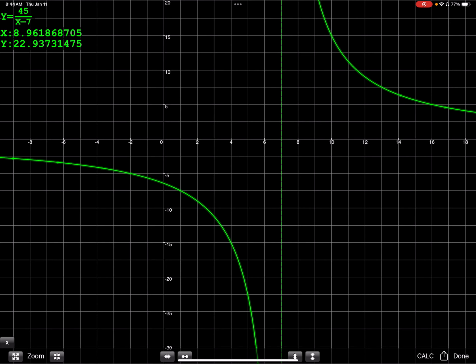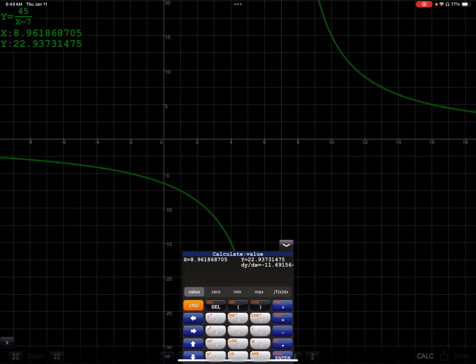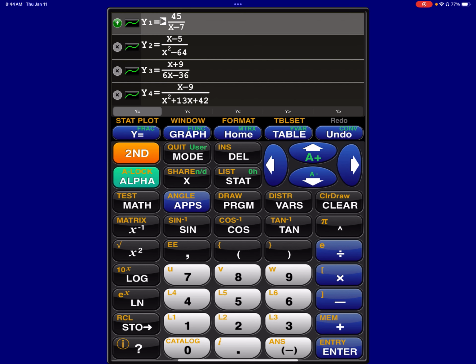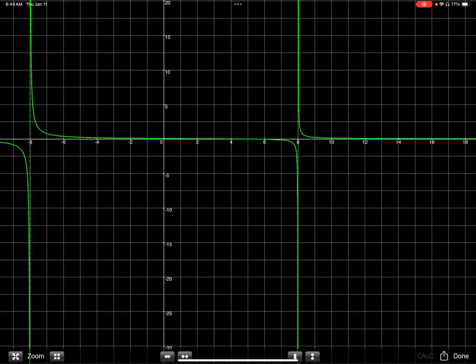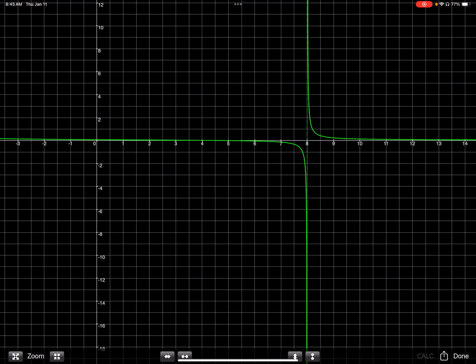Okay? So now, if I take a look at the next one here, x minus 5 over x squared minus 64, 8 and negative 8 were the two values that did not work. So if I look at the graph, look at 8. See if I go right here and go up, up, up. Look at the x value. See how it gets closer and closer. It jumps to get closer and closer to 8, but it won't touch it, okay?